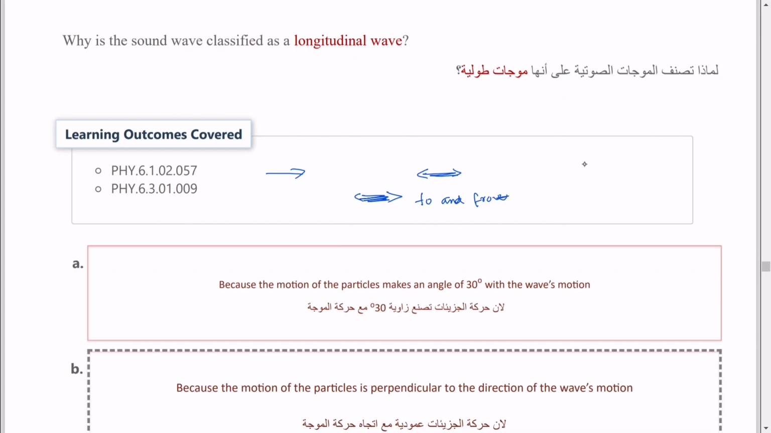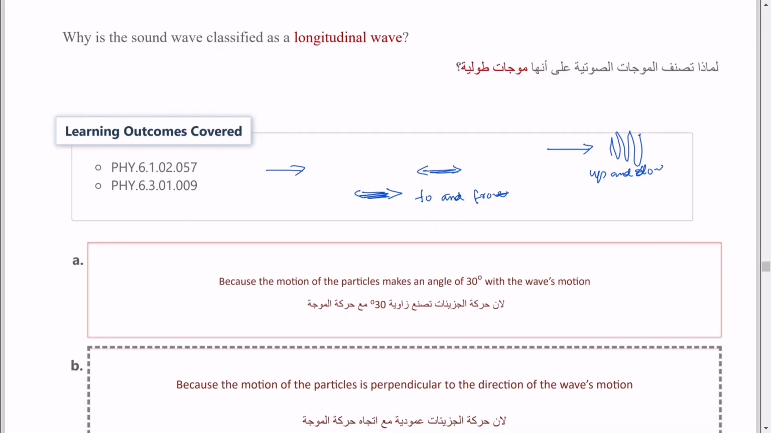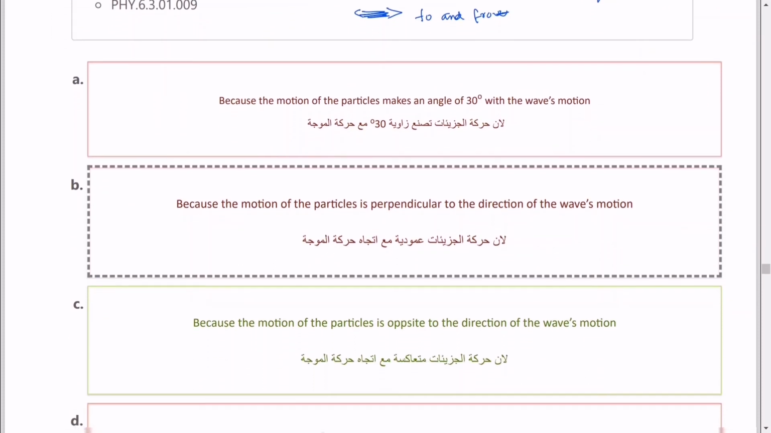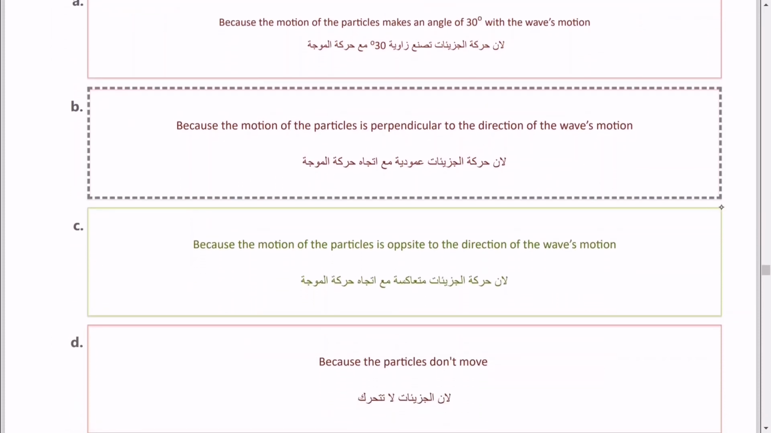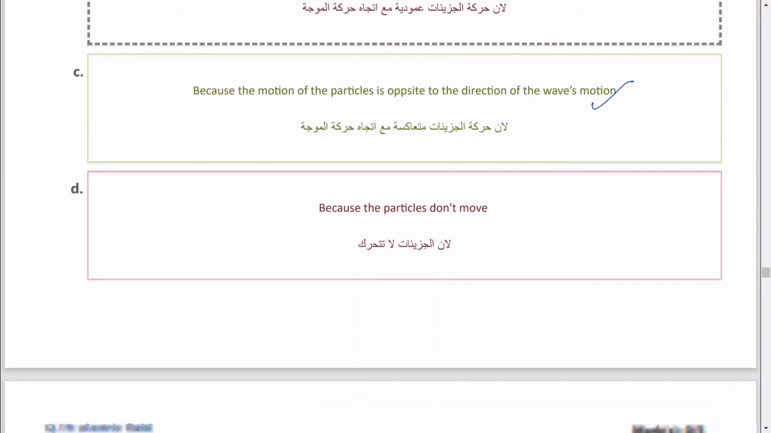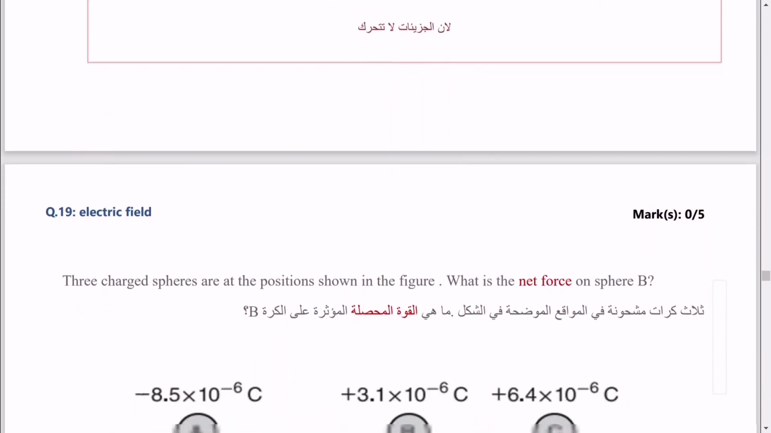Then in a transverse wave, if this is the direction of travel of the wave, the particles in the medium will vibrate up and down, up and down. If the particles vibrate to and fro, or parallel, because the motion of the particle is to and fro, it is along the direction of travel of the wave.